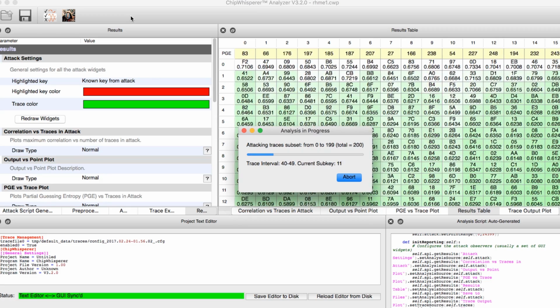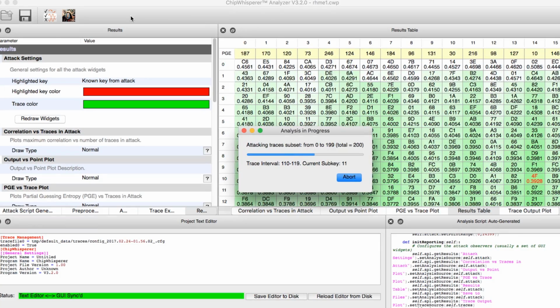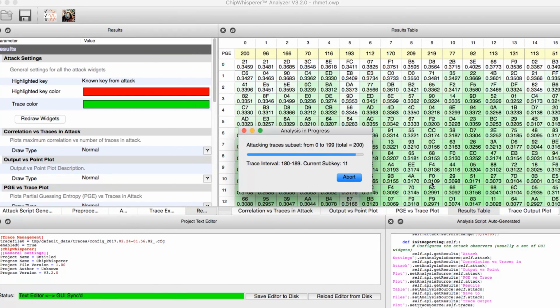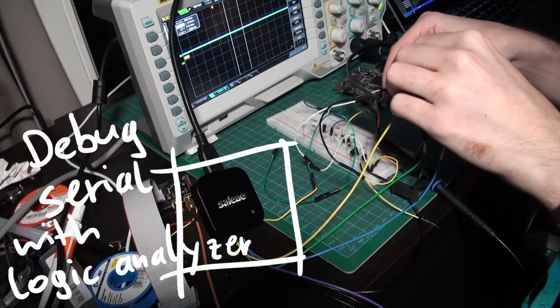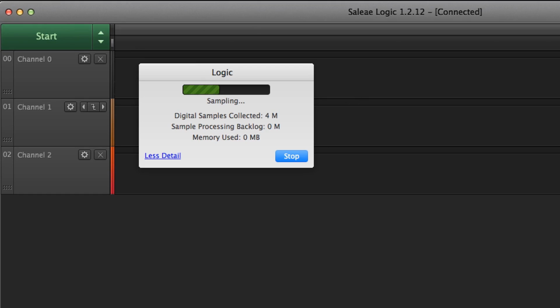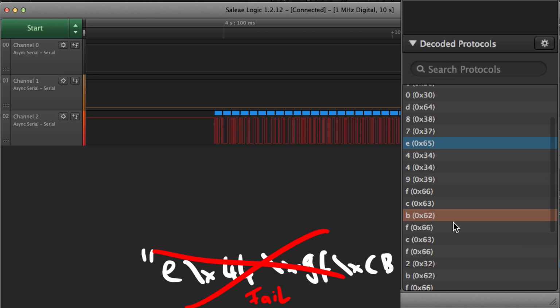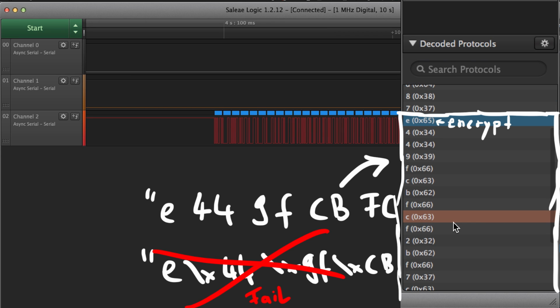But after a few days of not being able to find correlations in my captures, I was so frustrated and I finally decided to look into the serial communication. And I realized that I did not send the raw data I wanted to encrypt, but I sent it as a hex string. This was obviously completely wrong. No wonder no analysis worked, because the data was just wrong.